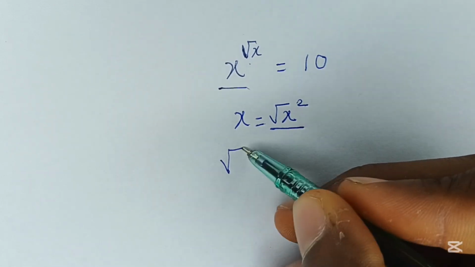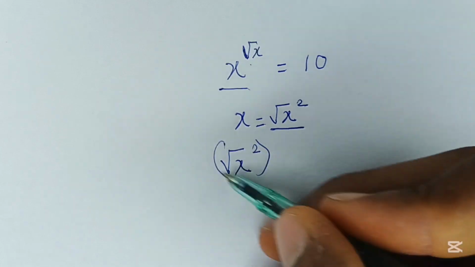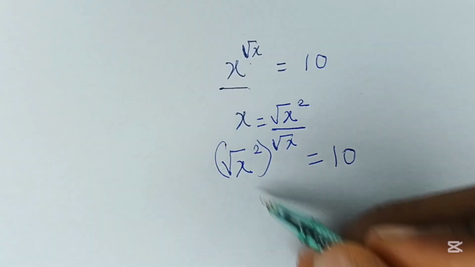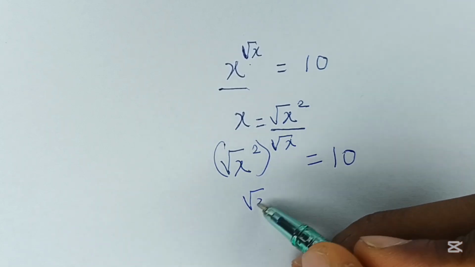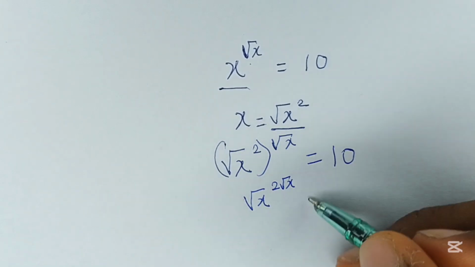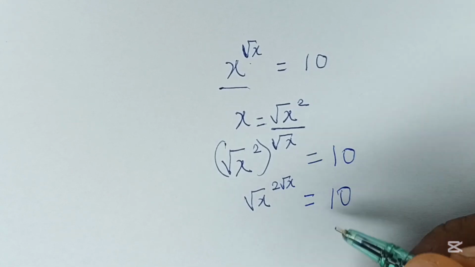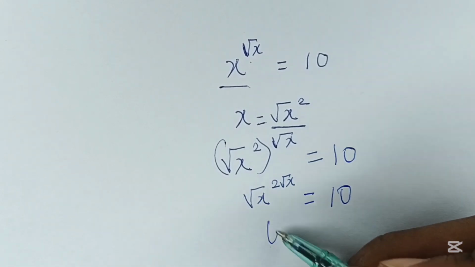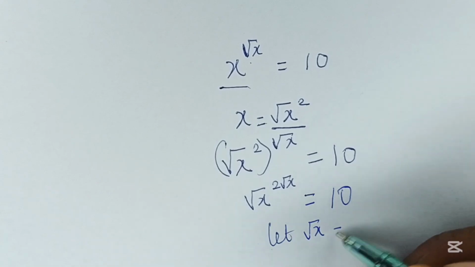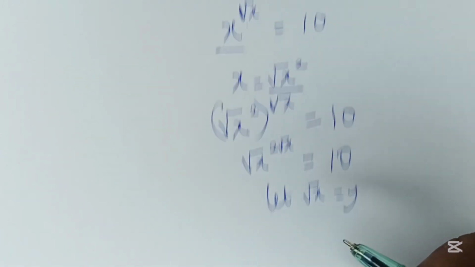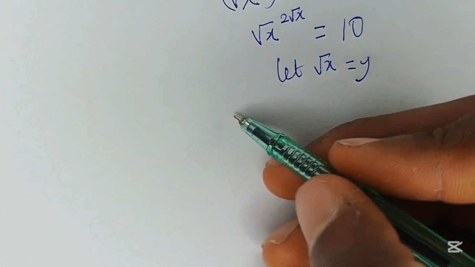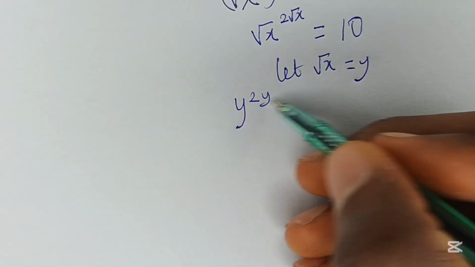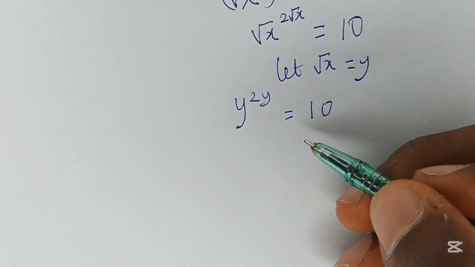So we have root of x squared all raised to the power of root of x is equal to 10. If you're opening up the bracket, you have root of x raised to the power of 2 root x is equal to 10. Now, at this point, we can say let root of x be equal to y. So we now have that y raised to the power of 2y is equal to 10.